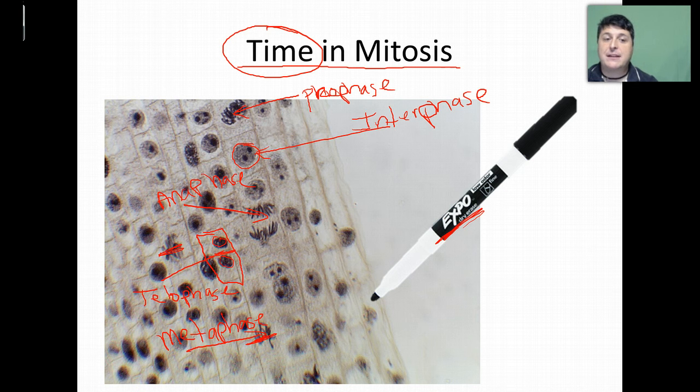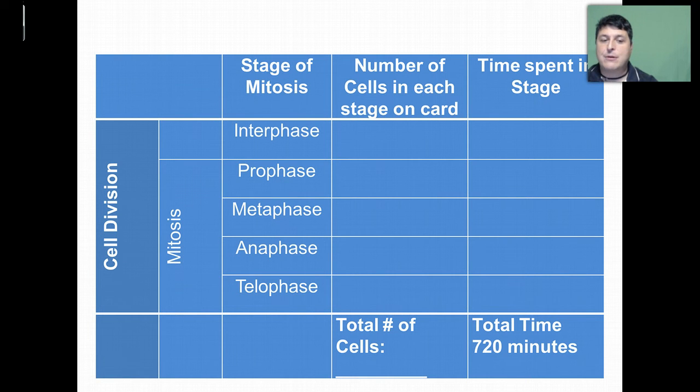Now, once we've identified all the cells that we can, because if there's any of them that are fuzzy and we don't know what they are, we'll just ignore them. So all the ones that we can identify, we will, and we'll record the number that we count over here on our data table. So let's just say, for instance, I counted 70 interphases, maybe 30 prophases, 10 metaphases, 5 anaphases, and 3 telophases. So how many total cells did I count? 70 plus 30 is 100, 110, 115. I counted 118 cells.